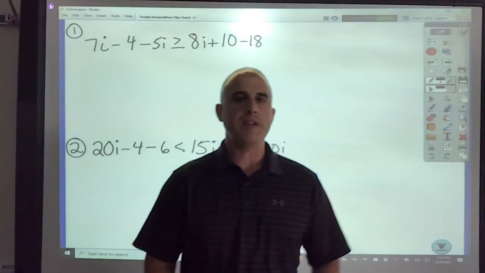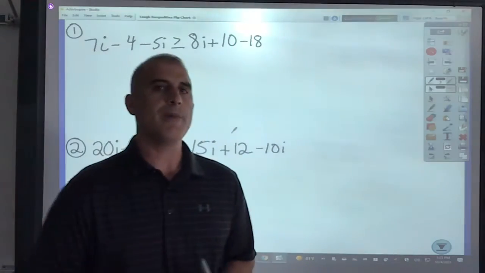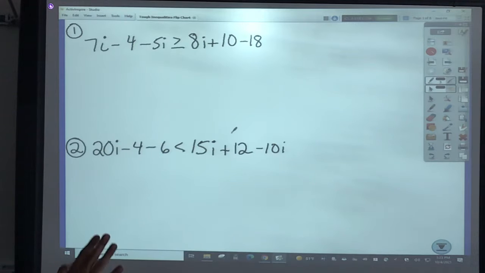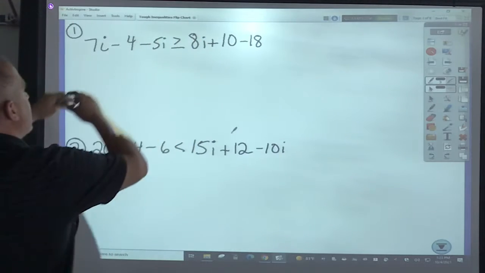Okay, this is going to be a video, Inequalities Lesson 3. We're going to go back to something called combining like terms. Remember, we always want to make sure that if I have variables on multiple sides, the first thing I would do is see if I can combine any like terms.